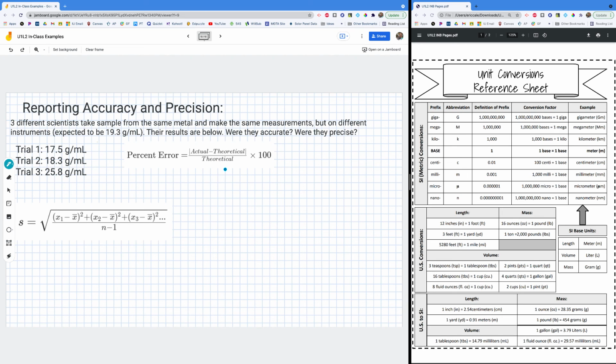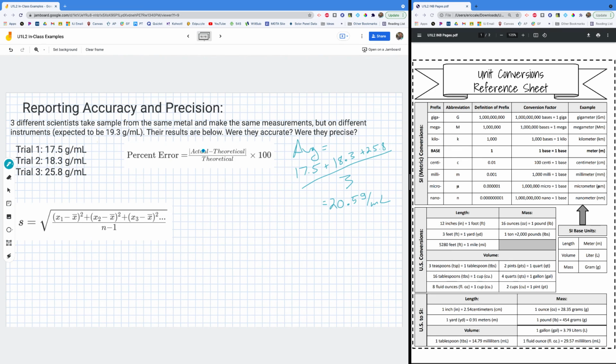And we want to know, were they accurate in their answer and were they precise? So first step, find the average. And we get 17.5 plus 18.3 plus 25.8, all divided by 3. We get 20.5 grams per milliliter. Now that's quite a bit of ways from 19.3, so I'm guessing they're not accurate, but let's do the percent error anyway.